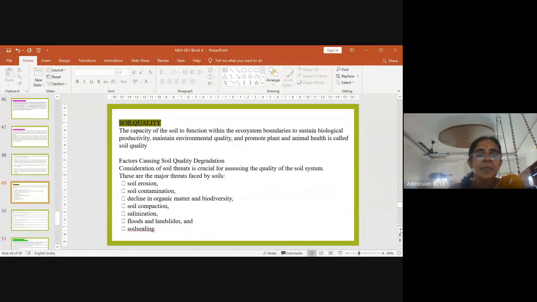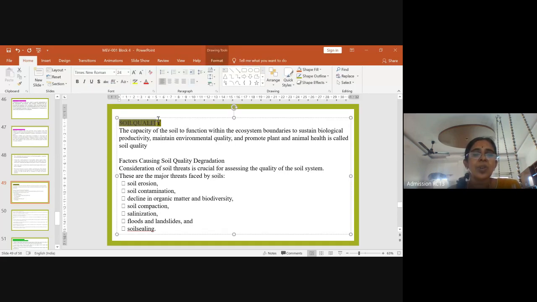So first let us take up the quality of the soil. Soil quality is the capacity of the soil to function within the ecosystem boundaries to sustain biological productivity, maintain environmental quality, and promote plant and animal health. Considering the factors which cause soil quality degradation and the soil threats, assessing the quality of the soil system becomes very essential.